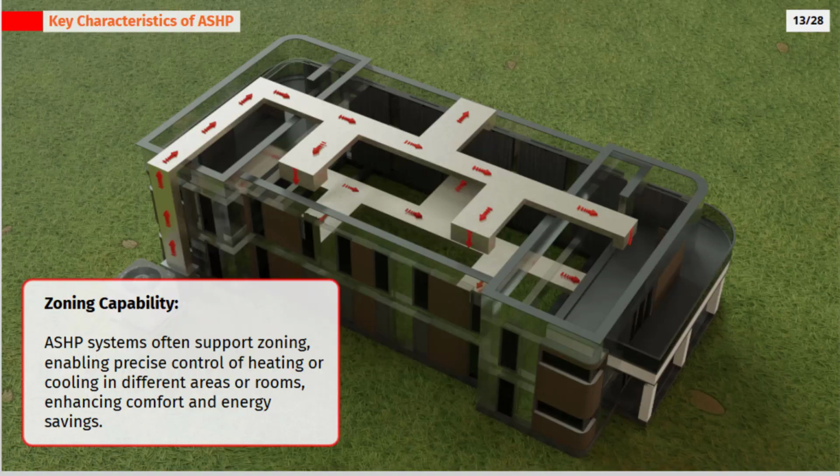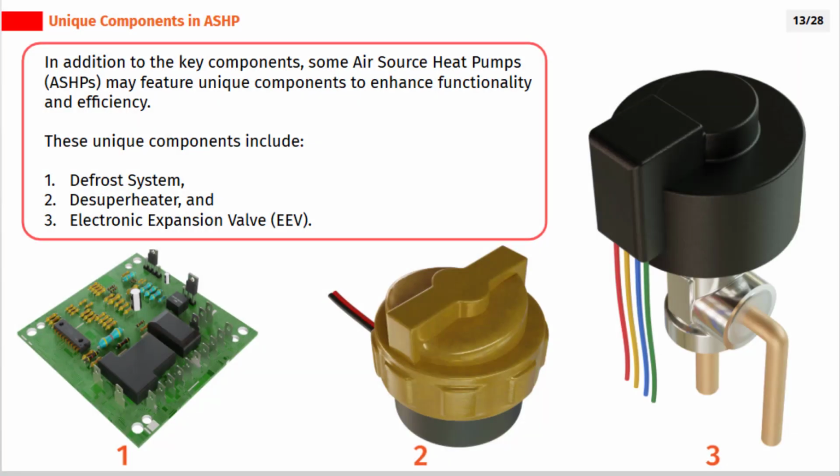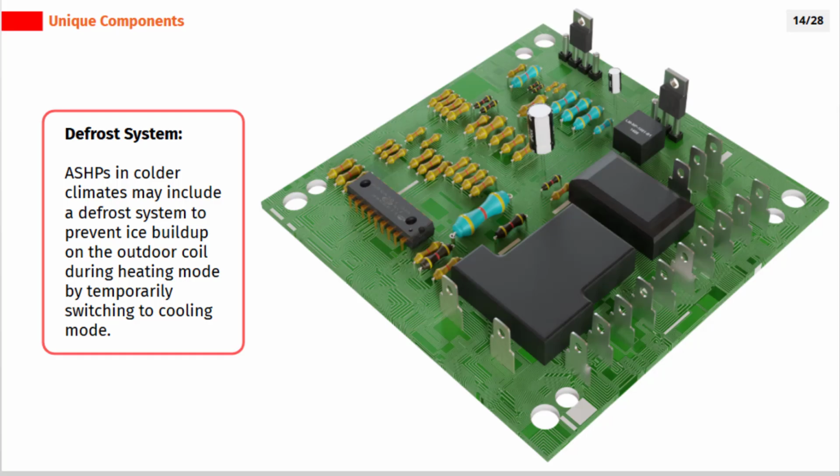In addition to the key components, some air source heat pumps may feature unique components to enhance functionality and efficiency. These unique components include defrost system, desuperheater, and electronic expansion valve. Defrost system. Air source heat pumps in colder climates may include a defrost system to prevent ice buildup on the outdoor coil during heating mode by temporarily switching to cooling mode.